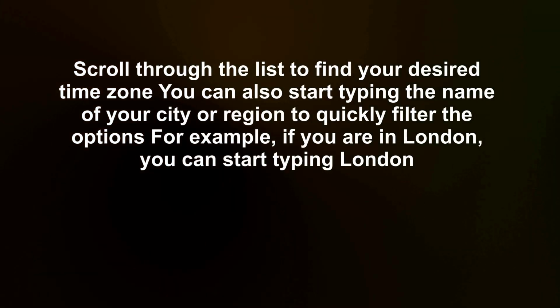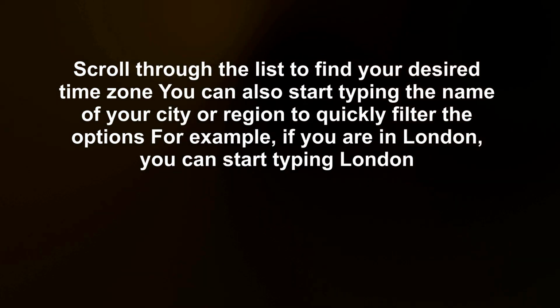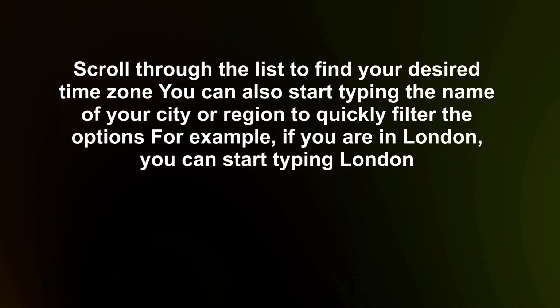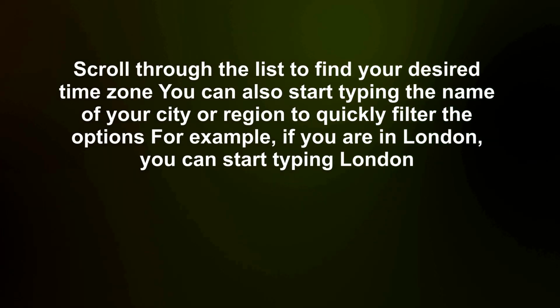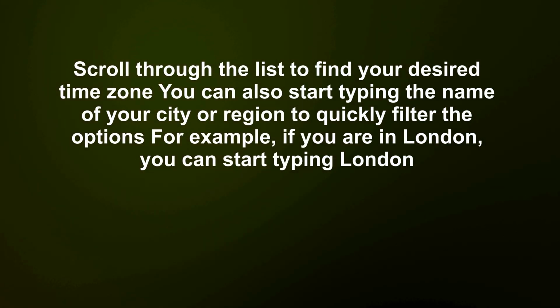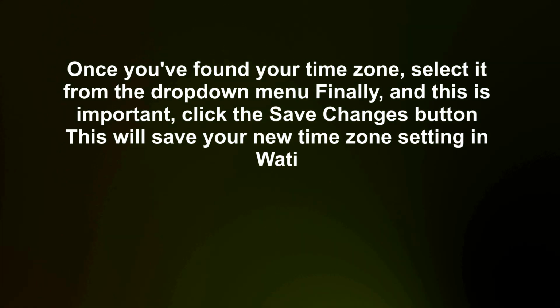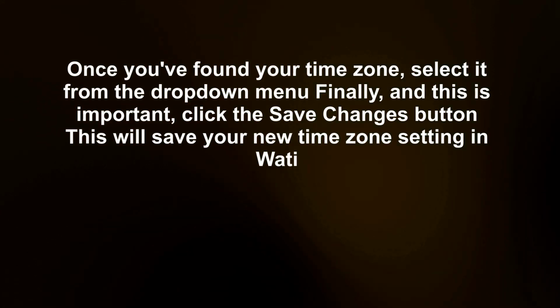Scroll through the list to find your desired time zone. You can also start typing the name of your city or region to quickly filter the options. For example, if you are in London, you can start typing London. Once you've found your time zone, select it from the drop-down menu.